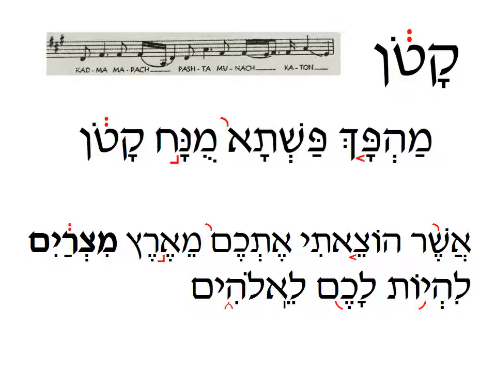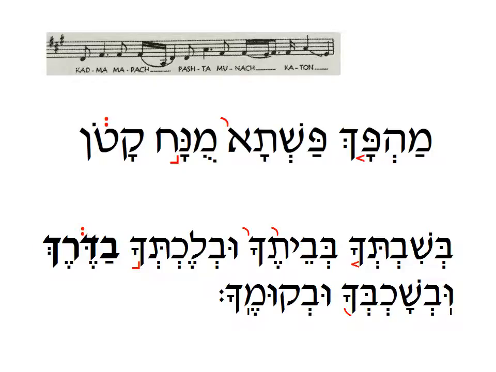But for right now, that whole Katon family is chanted this way: Kadma, Mapach, Pashta, Munach, Katon. And it sounds like this. Asher hotzeti etchem me'eretz Mitzrayim, liot lachem le'Elohim. The end of that line was Mercha, Tipcha, Etnaktah: liot lachem le'Elohim. Again, here's how the whole phrase is chanted. Asher hotzeti etchem me'eretz Mitzrayim, liot lachem le'Elohim.